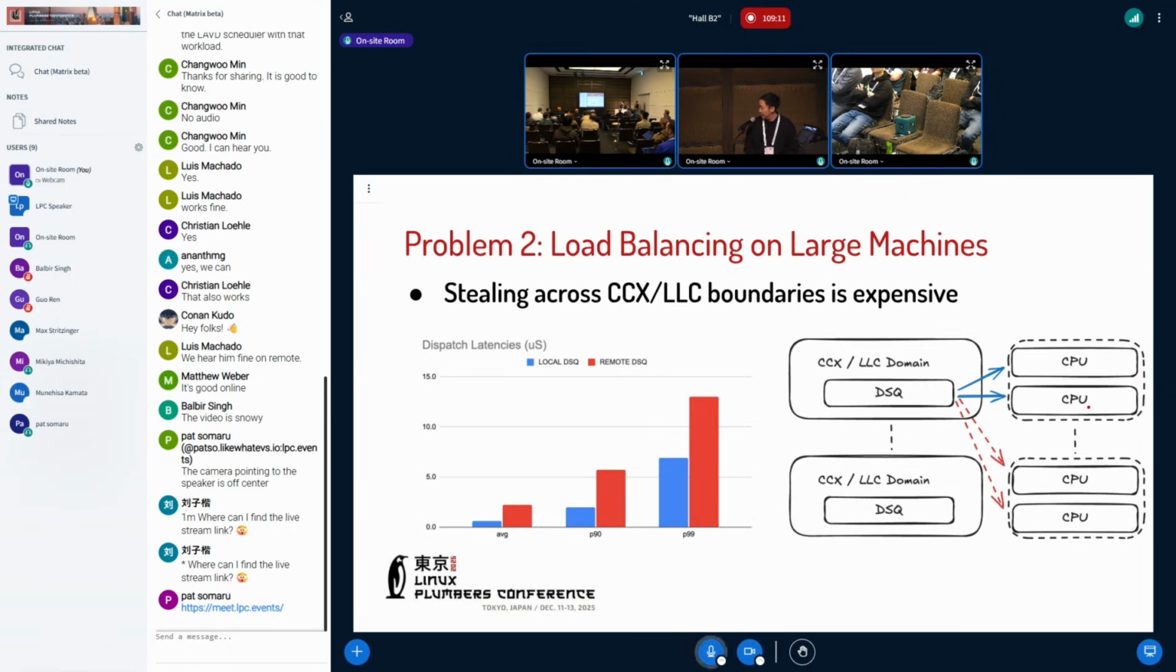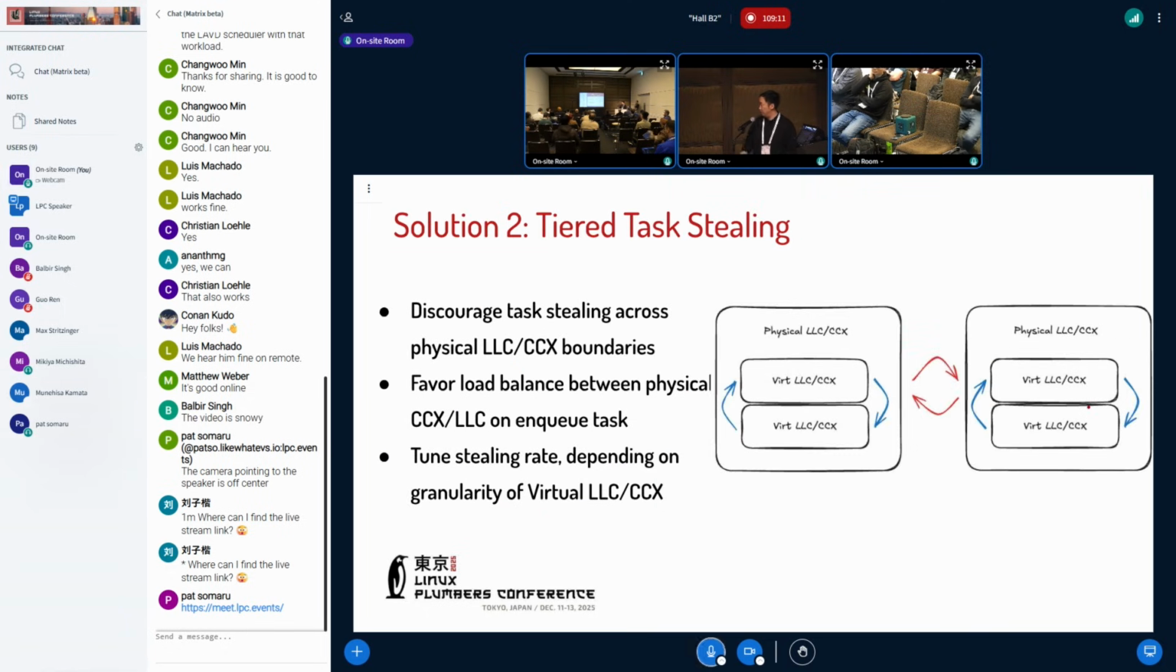The other thing I want to mention as an aside is that stealing across CCX and LLC boundaries is generally more expensive. Just like how we were splitting the LLC and CCX domains, we can be smart about how and how often we steal tasks between physical CCX and LLC domains. And we can generally increase the rate between the virtual LLC domains to still maintain good work conservation. I'm going to hand off the talk to Ryan to talk about more of the interesting use cases.